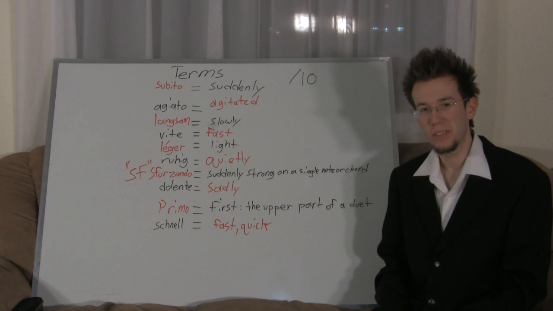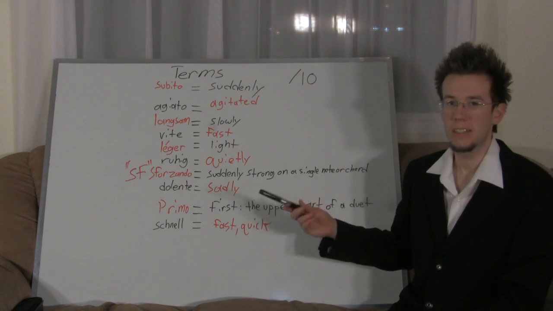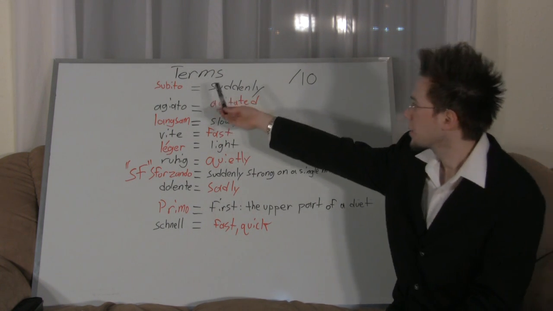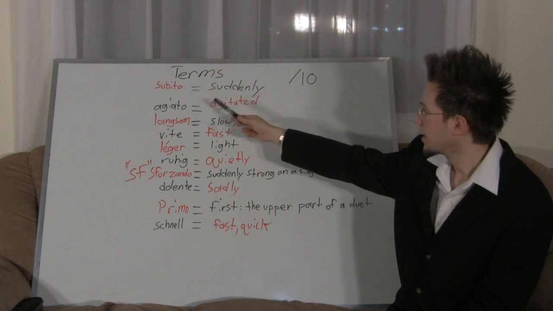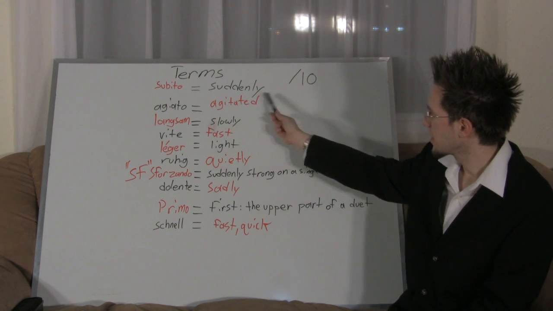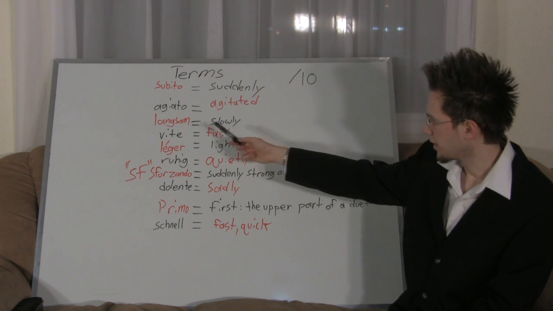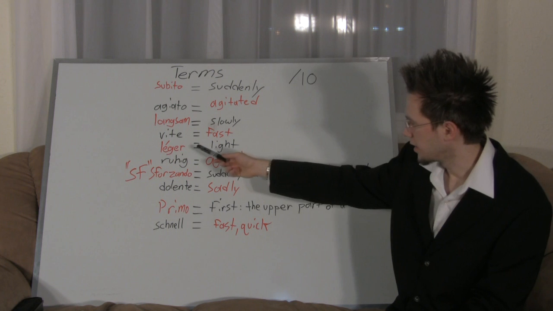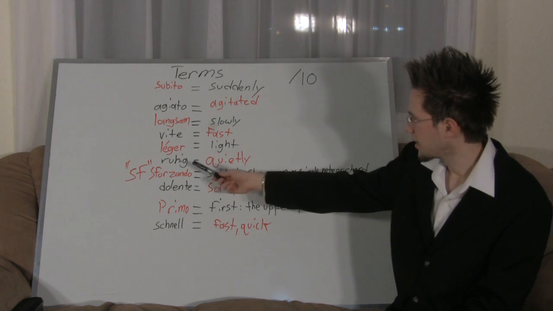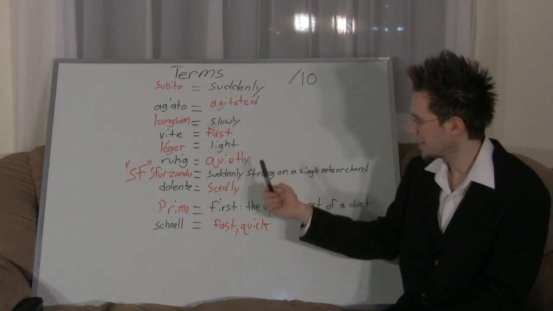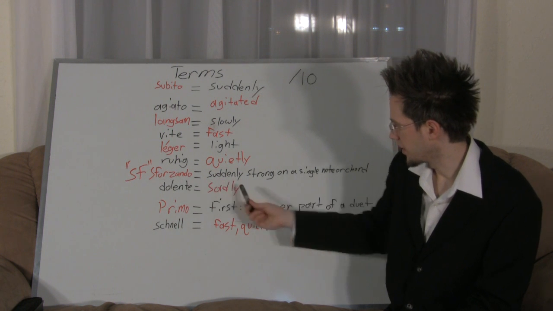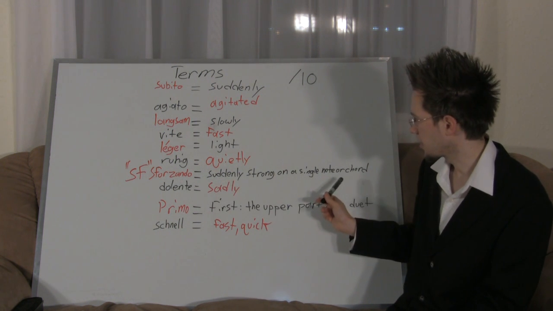Okay, guys. So here's the answers for the terms. In red is the correct answer. So subito is suddenly. Agitato is agitated. Langsam is slowly. Vite is fast. Leger, I think, is light. Ruhig is quietly. Forzando is suddenly strong on a single note or chord.